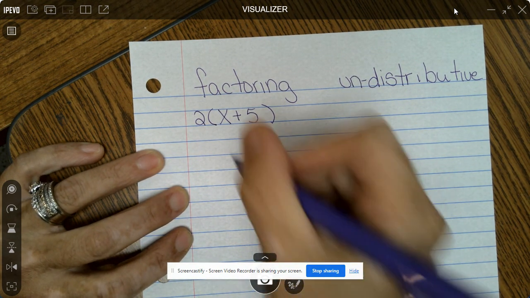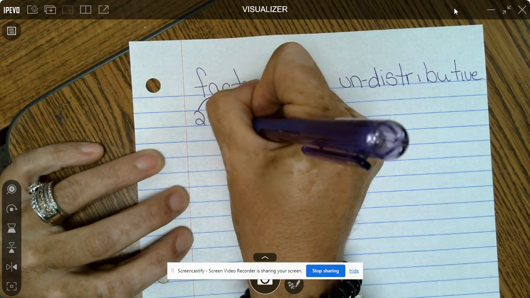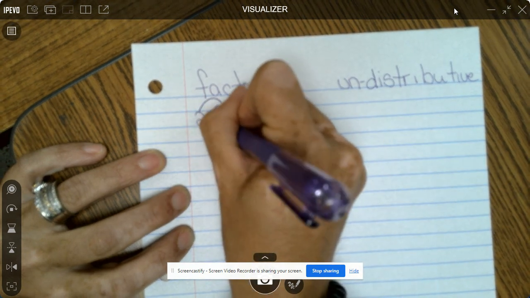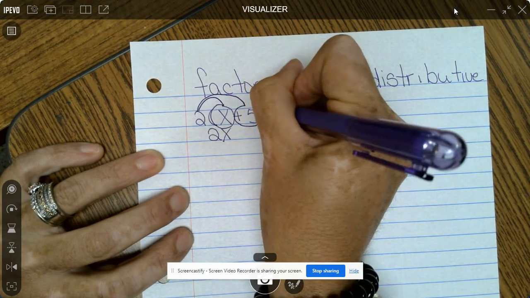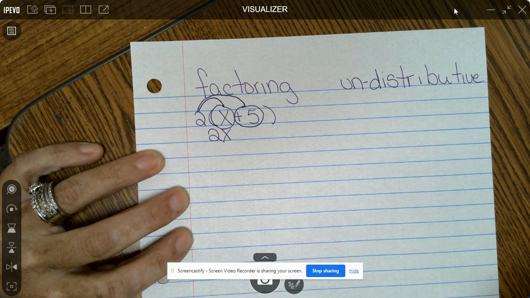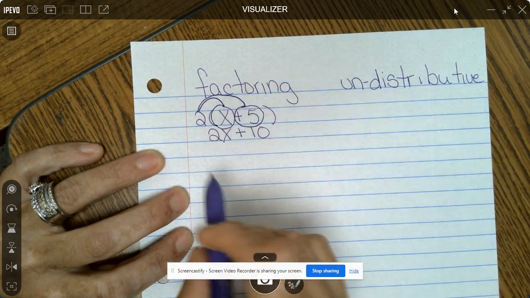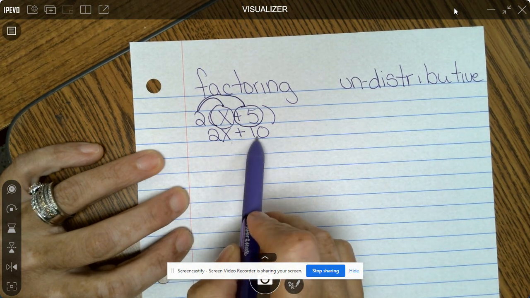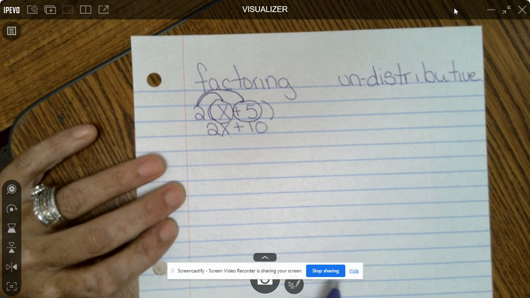Okay. 2 times what? X. So I have 2x. And then I went through and did 2 times positive 5, which would give me what? Positive 10. So if I did the distributive property, you would come up with 2x plus 10. And that's the distributive property. So now we're going to deconstruct it and work backwards from here.